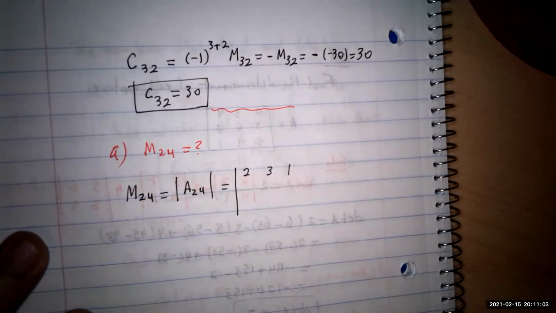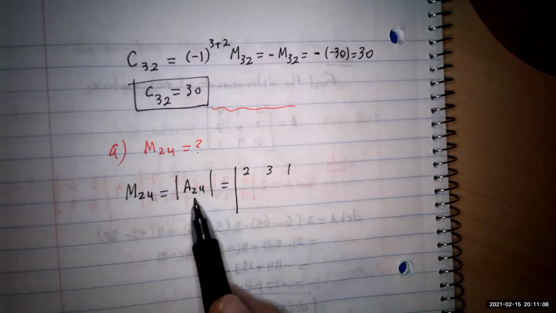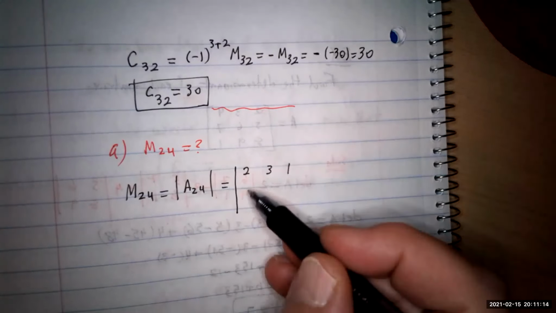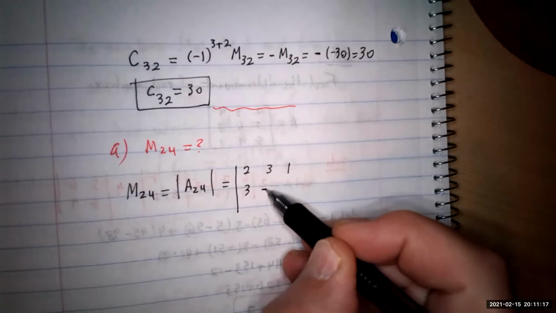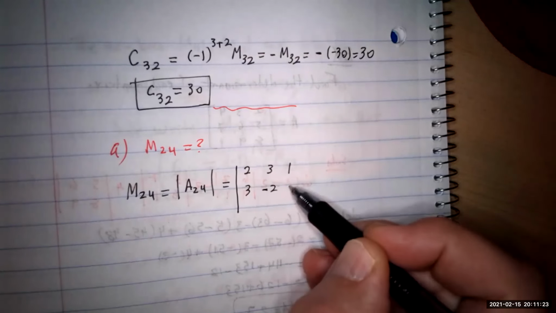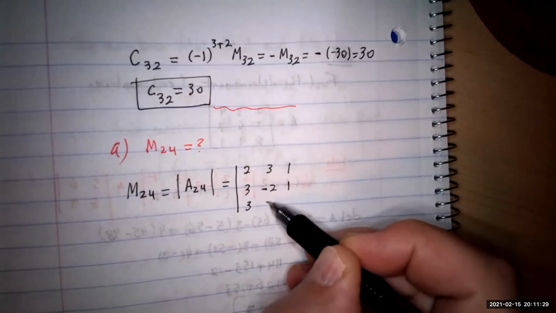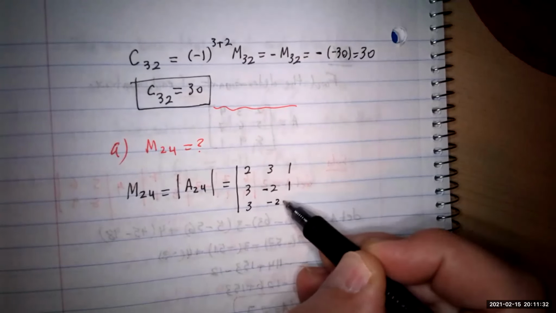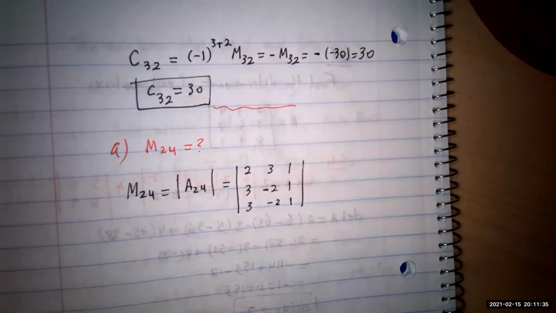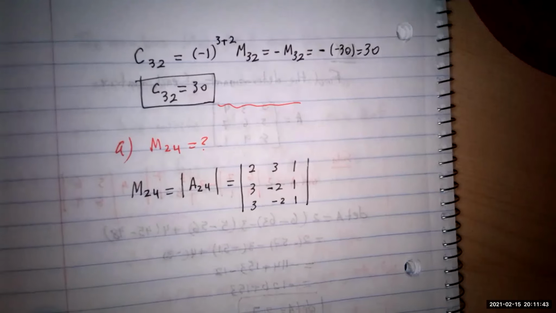Then we just get the matrix. I eliminate the second row and the fourth column. I don't have the second row, so I have the third one: 3, negative 2, 1. And then I have 3, negative 2, 1 again. Both of them are going to be the same. So I delete the second row and the fourth column. Now I can find this determinant right away.